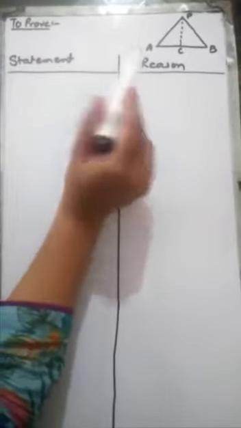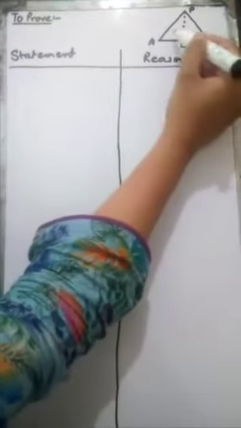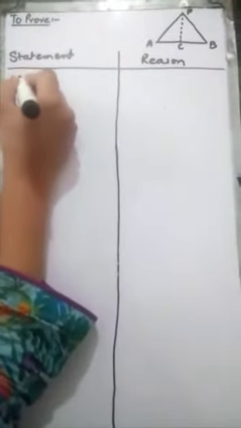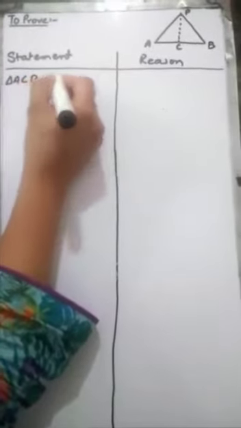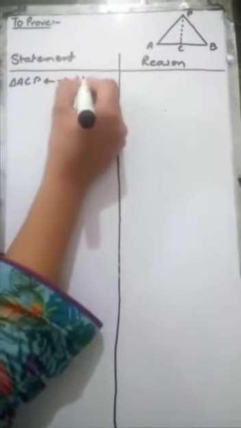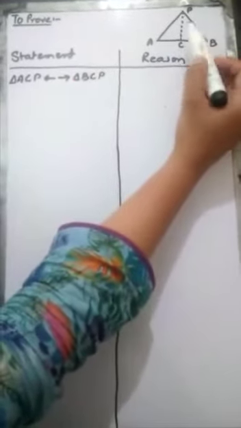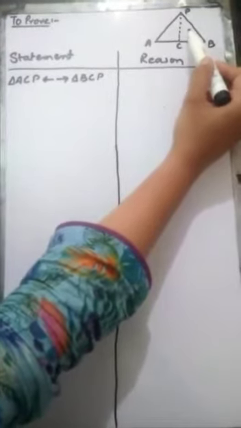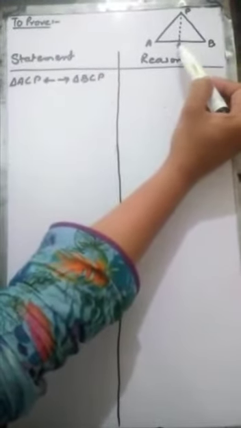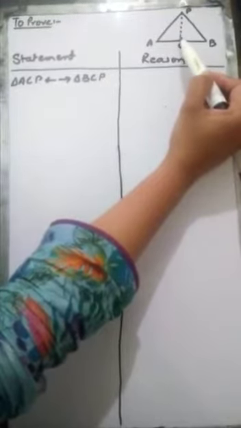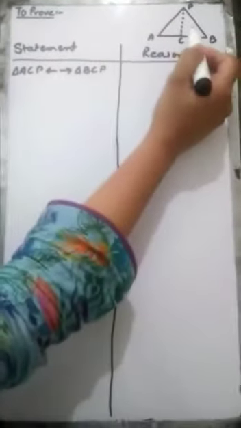Okay, now we will prove the statement with the help of the reasons. First of all, we will prove the congruency of these two triangles: triangle ACP corresponding to triangle BCP. Why will we prove the congruency of these two triangles? Because when we prove the congruency, we will get all the corresponding sides and angles as congruent. So with the help of that, we will prove that the angle at point C is 90 degrees. So first we will start from the congruency of the triangles.